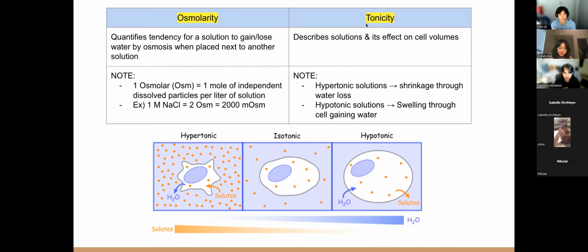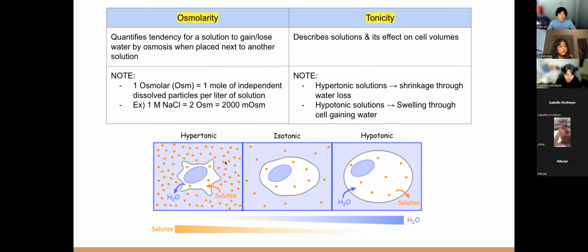But I will go over tonicity. Something that you should remember is that tonicity only describes solutions, right? And essentially how it affects cell volume. So in this case, in the middle right here, for an isotonic solution, the cell does not change cell volume because essentially we're assuming that there are probably equal solute concentrations in the solution as well as in the cell. So it's neither going to shrink nor swell.